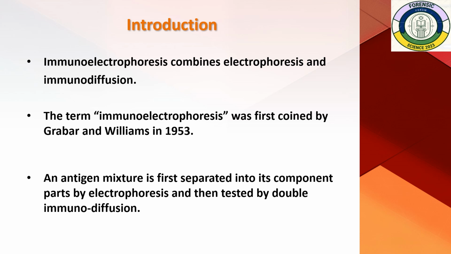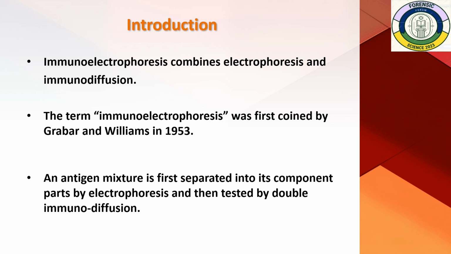The term immunoelectrophoresis was first coined by Grabar and Williams in 1953. In this method, we first separate an antigen mixture into its component parts by electrophoresis and then add the antisera or antibody to be tested by double immunodiffusion.